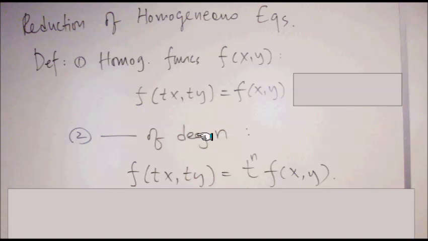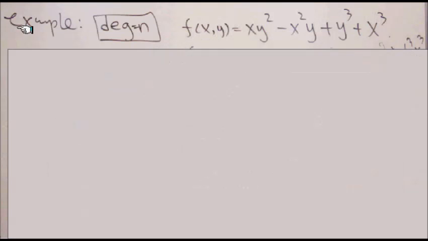A slightly more general version is homogeneous functions of degree n. If you replace the two inputs by multiplying by the same scalar factor t, the effect is not exactly the same, but the value is multiplied by the nth power of t. Those are the two definitions: homogeneous function and homogeneous function of degree n. Here's an example of some degree, not degree 0.